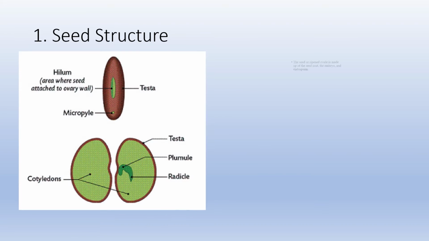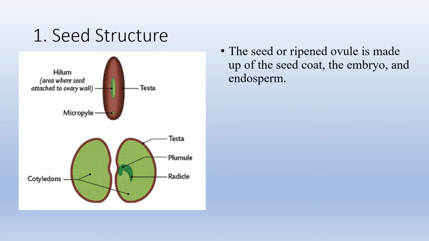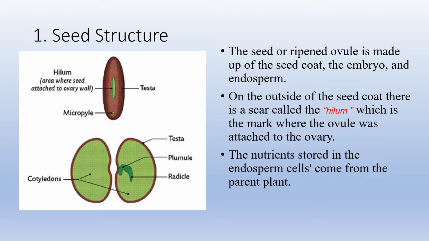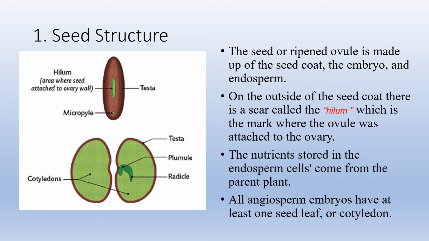1. Seed structure. The seed, or ripened ovule, is made up of the seed coat, the embryo, and endosperm. On the outside of the seed coat there is a scar called the hilum, which is the mark where the ovule was attached to the ovary. The nutrients stored in the endosperm cells come from the parent plant. All angiosperm embryos have at least one seed leaf, or cotyledon.